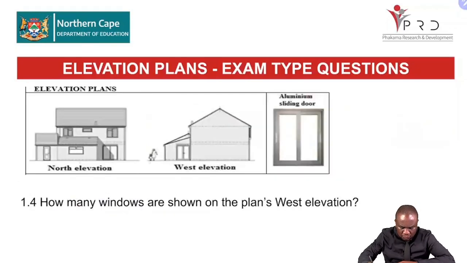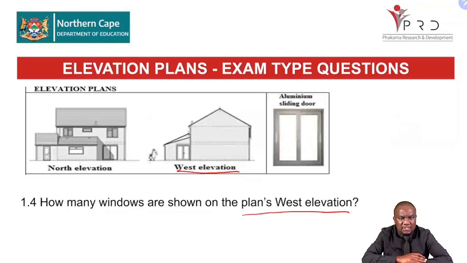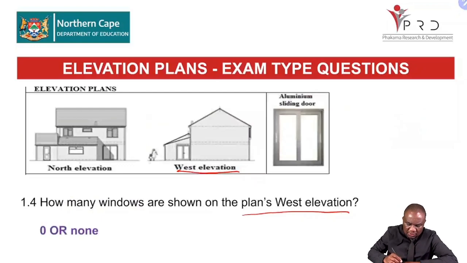And then how many windows are shown on the plan's west elevation? This is the west elevation. How many windows do you see? How many? If there's no window, there's no window, isn't it? I don't see anything there. There's no window there. So windows is 0. Otherwise, this one is a door. That's a door. See, windows, 0. There's no window. Okay? Right.